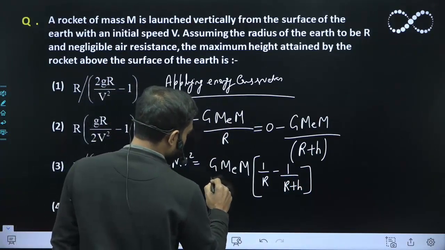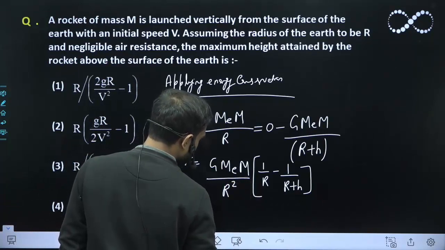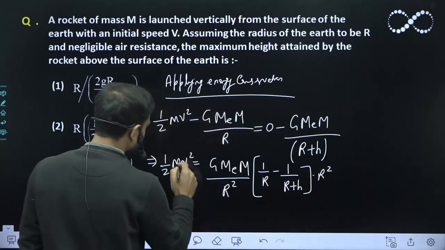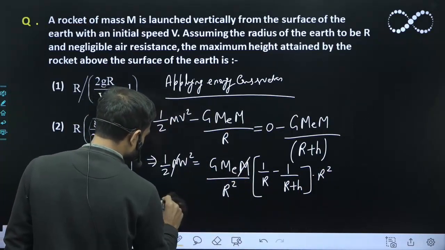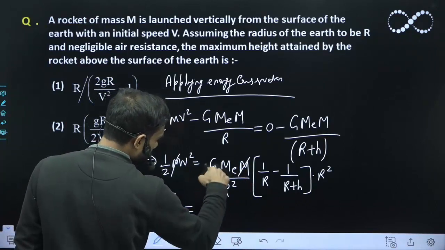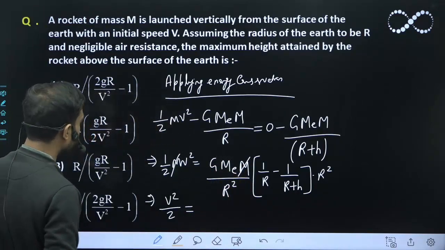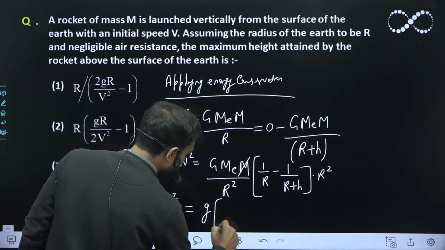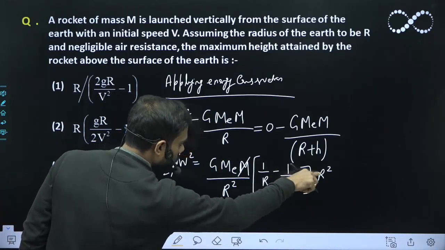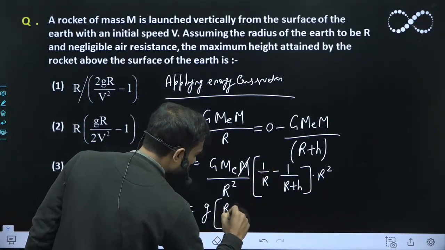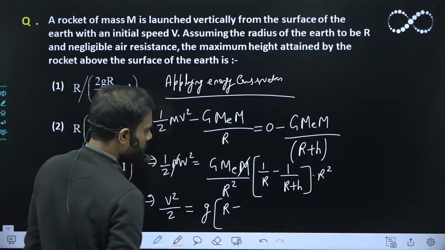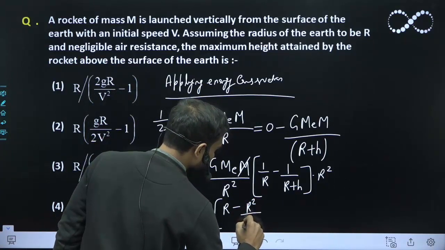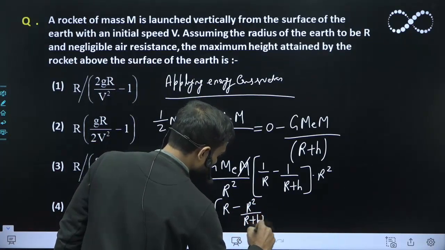Now if I divide this equation by R squared and multiply here with R squared, and this m will get cancelled out, so finally I will get v squared upon 2 is equal to, and G Me upon R squared is nothing but small g, from the option I am seeing. This R squared will multiply with this, so that will become R minus, R squared upon R plus h.